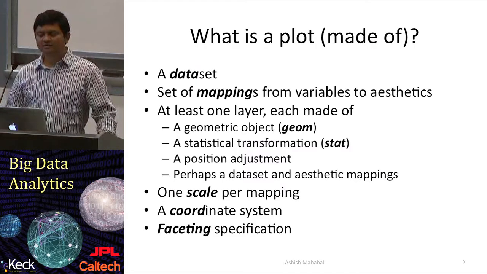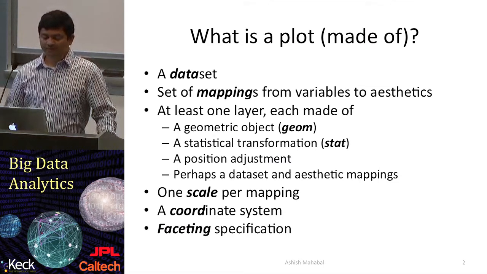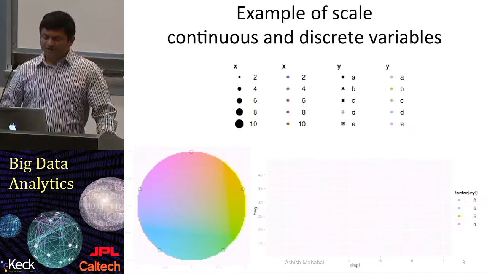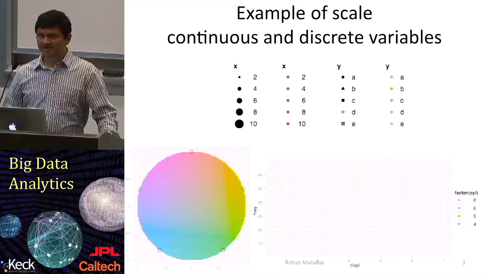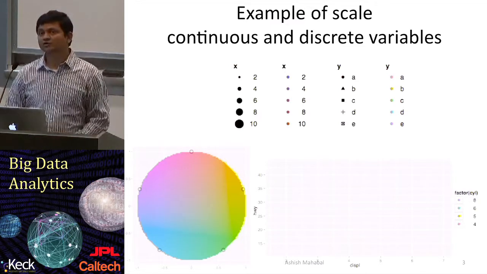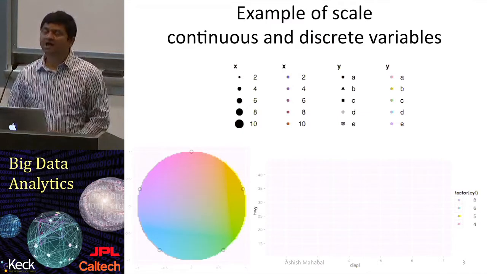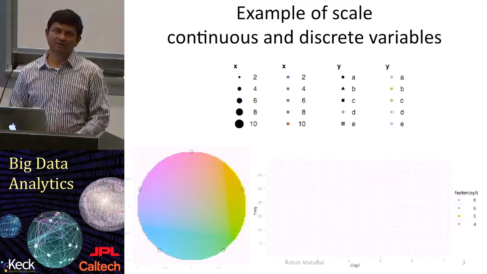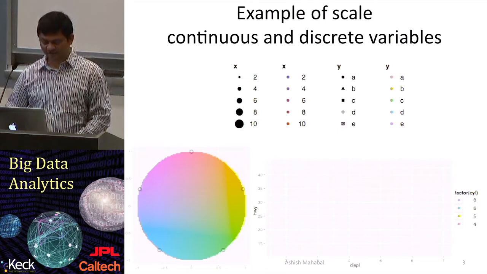So it is again a summary of what a plot is made of. Again, there is a data set, a set of mappings, a geom, and so on. An example of a scale can be this: it can be a continuous variable or a discrete variable. Remember that discrete variables are the ones we use for categorization and faceting, but even continuous variables you can convert using the as.factor function into a discrete variable and use that as well.